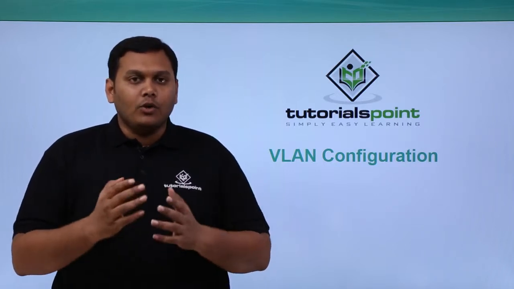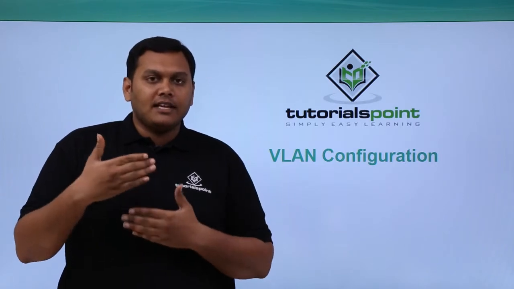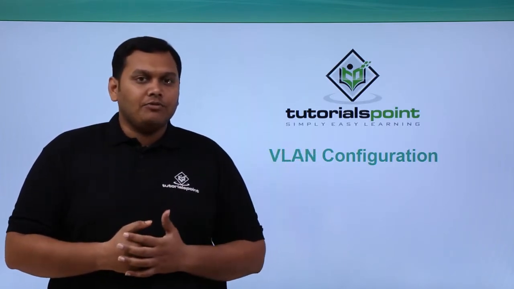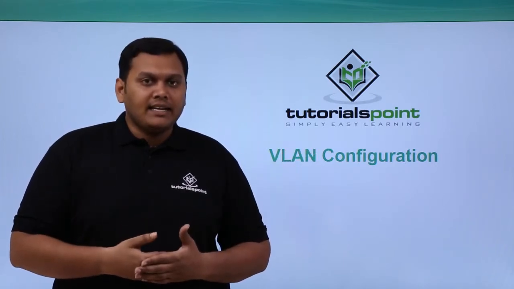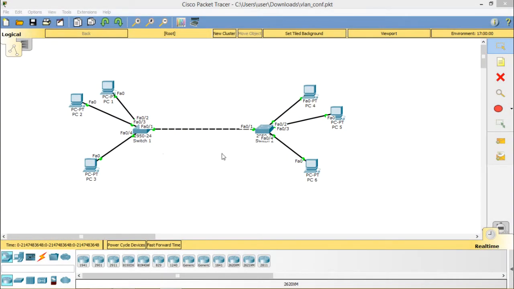In this video, we are going to discuss the VLAN configuration and what topology we have selected to configure this VLAN configuration. We will be looking into it practically in the Packet Tracer. VLAN configuration on switch 1 and switch 2. So this is a VLAN example.